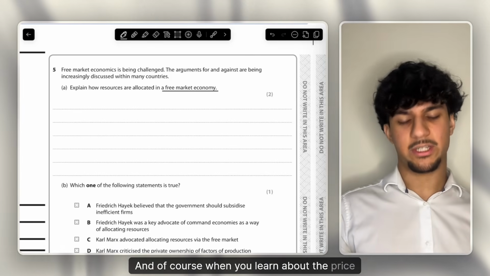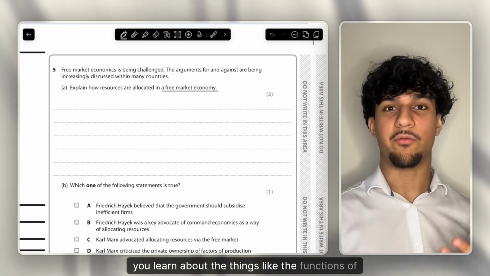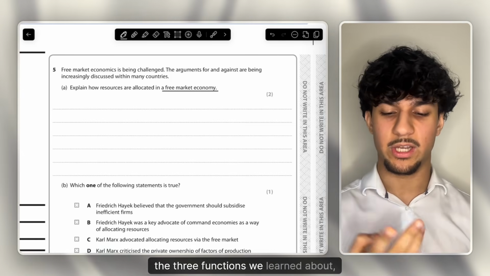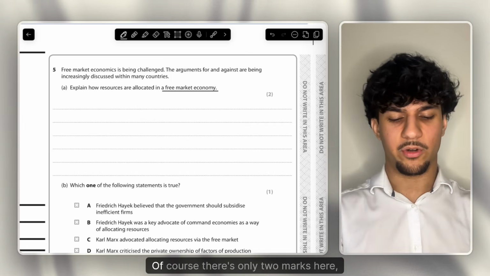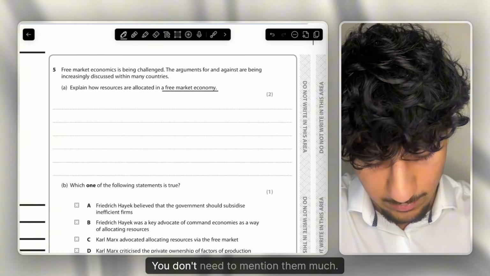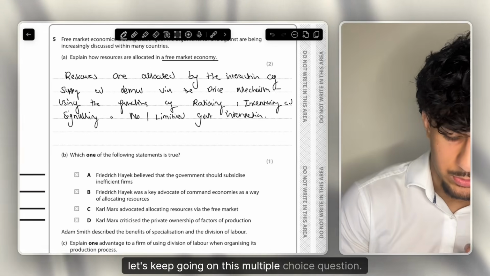And of course, when you learn about the price mechanism, you learn about the functions of the price mechanism, the 3 functions we learned about, which are signaling, incentivizing, and rationing. You can go into more depth with them, but of course, there's only 2 marks here, so you don't need to mention them much. Okay, let's keep going on this multiple choice question.